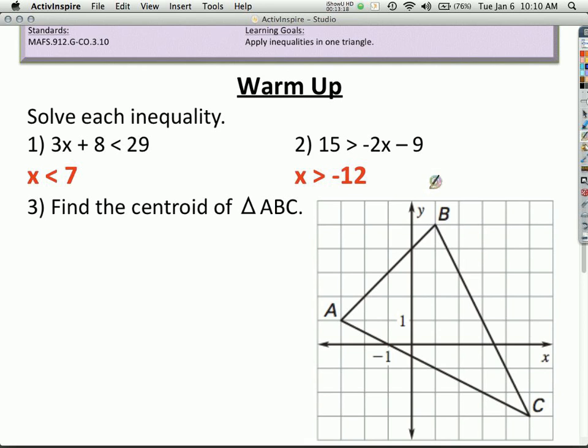Remember, to mark your answers correct or incorrect, write down the correct answer if you got something wrong, and we'll go back and try and figure out where you made a mistake. And now the geometry question. What's the centroid of that triangle?